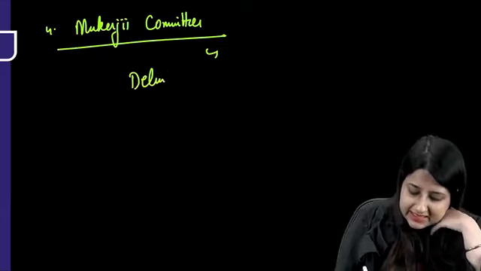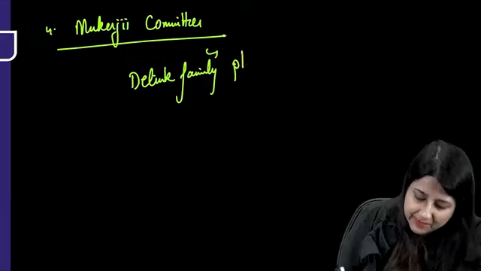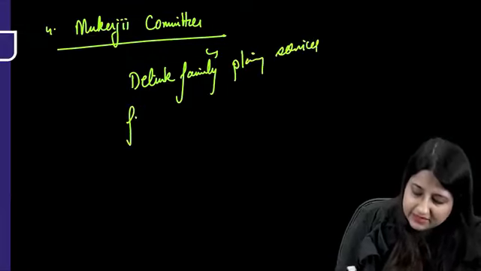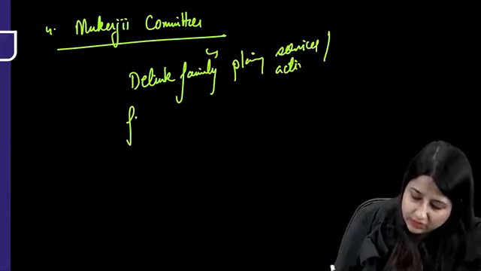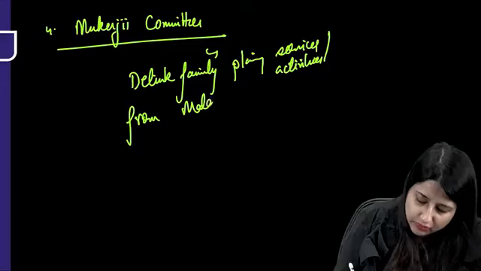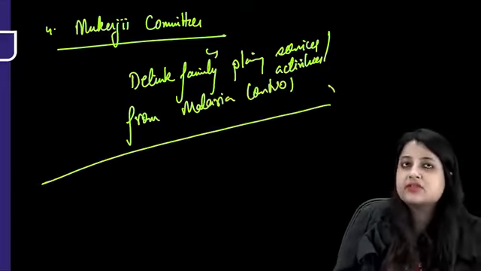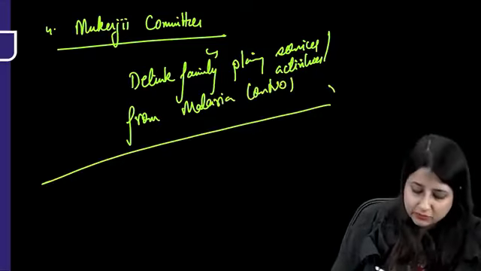That please de-link, okay, separate. De-link what? De-link family planning services and activities from what? From malaria control. Okay, both of them should be separate. De-link family planning services from malaria control, okay, that was Mukherjee.